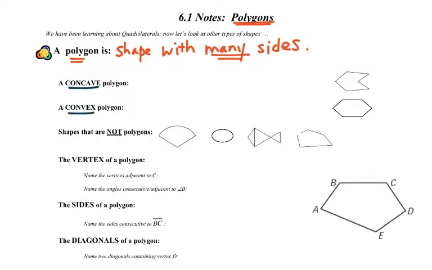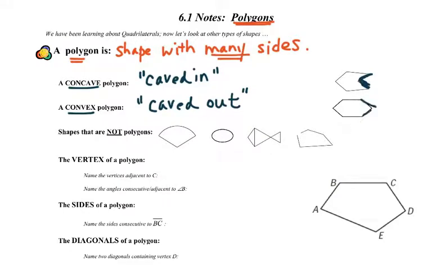Have you heard these words before? Concave, convex? Concave is kind of what I just call caved in, and convex is caved out. Not a very technical definition, but it works. Concave is caved in, convex is caved out. So this is an example of concave, you see that little caved in piece of the shape, and then this is kind of caved out in every direction.